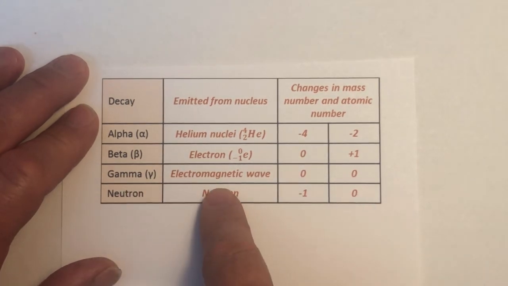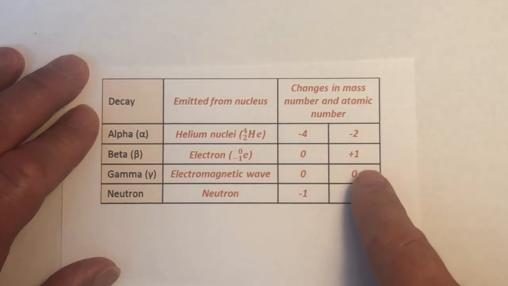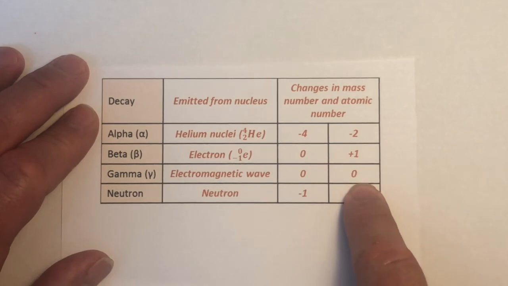Gamma is an electromagnetic wave. It's literally just a wave, a bit like light. It has no mass and it doesn't affect the atomic number at all.